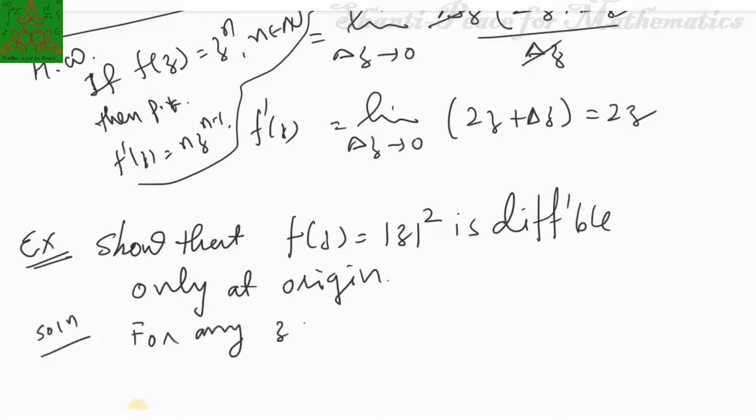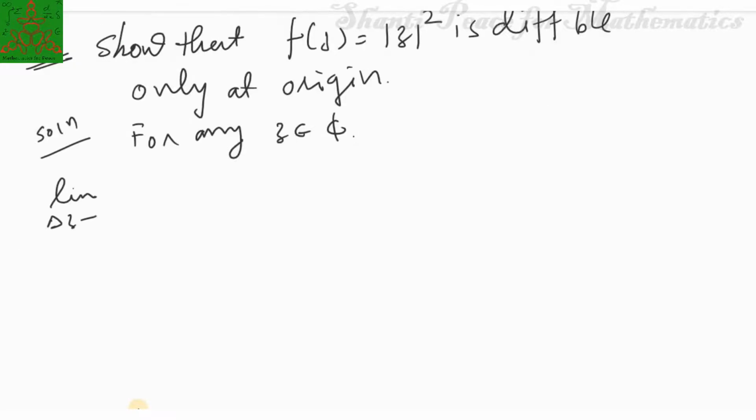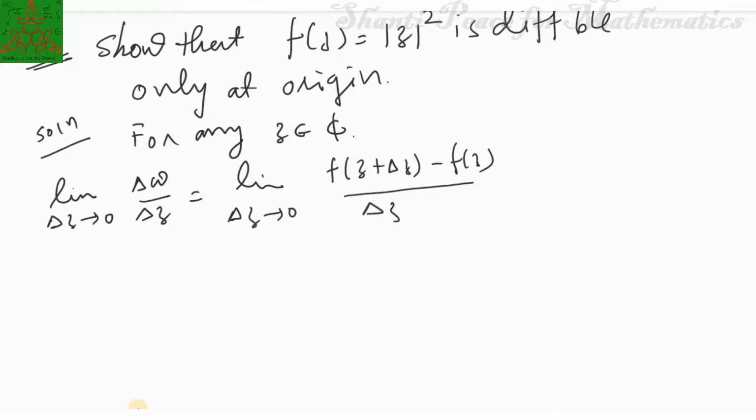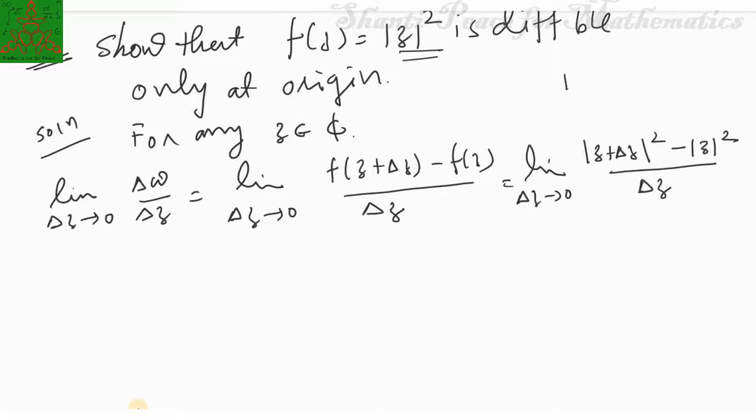So for any z in C, what is this limit as delta z tends to 0 of delta w upon delta z? It will give you the limit as delta z tends to 0 of f of z plus delta z minus f of z upon delta z. This will give you the limit as delta z tends to 0 of mod of z plus delta z squared, because the function f of z is mod z squared, minus mod z squared upon delta z, and you know that mod z squared can be written as z into z bar.